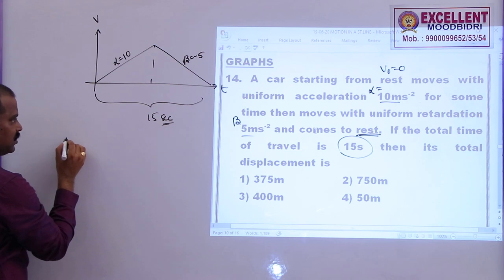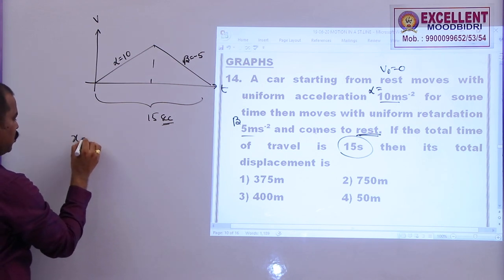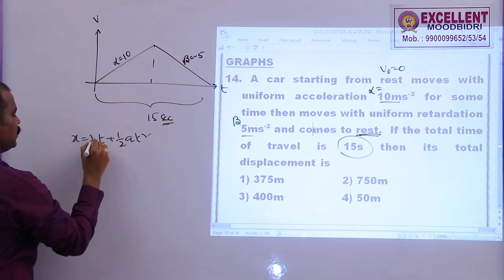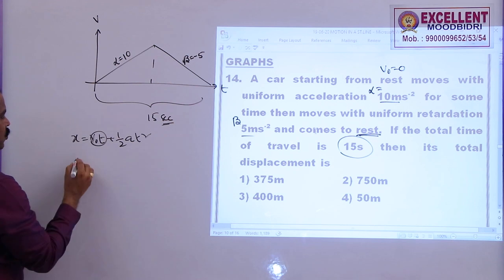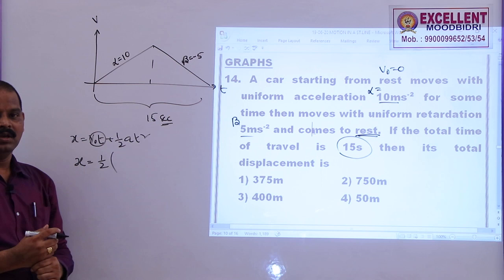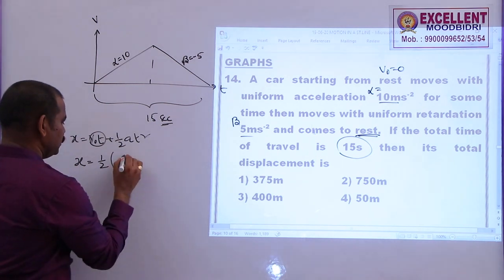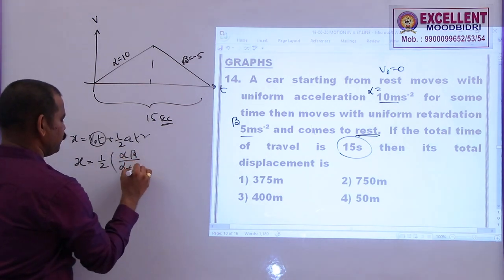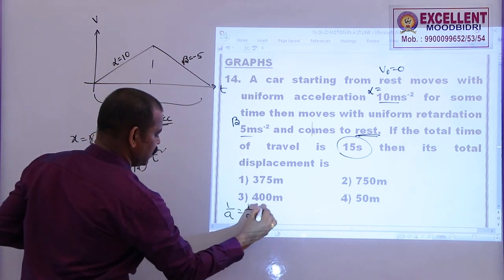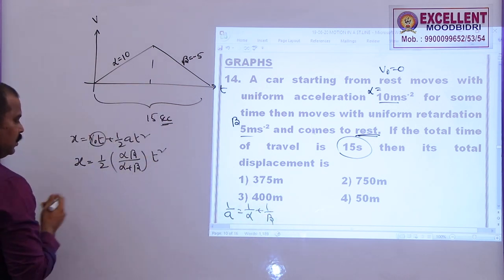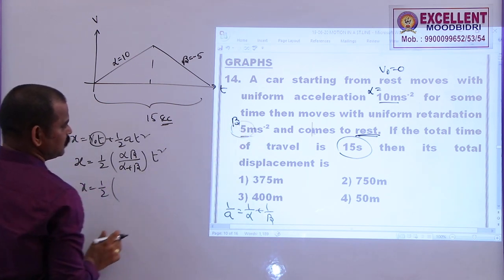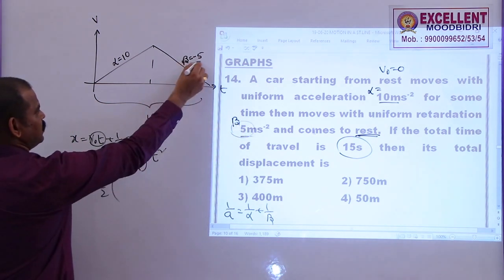The displacement is given by x equals ut plus half at square. Otherwise you can write v naught t, but v naught is 0. So the total displacement is half into, here we have two accelerations. The net is given by alpha beta by alpha plus beta, into t square. Why? Because 1 by net acceleration is 1 by alpha plus 1 by beta. Now x is given by, you take only the magnitudes of these accelerations, but not the signs, so minus is not required here.